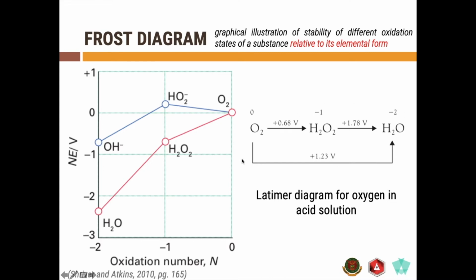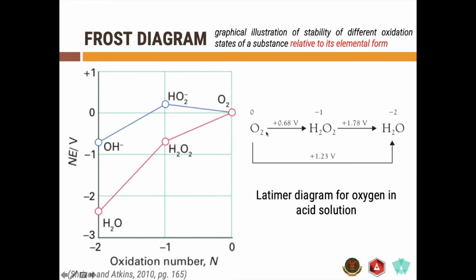So this Latimer diagram actually can be transformed into a frost diagram by doing some calculations in the plotting of the different substances corresponding to the different oxidation states of a substance. So for the red one, this corresponds to the Latimer diagram in an acidic solution, and the blue one is derived from the basic Latimer diagram of oxygen.